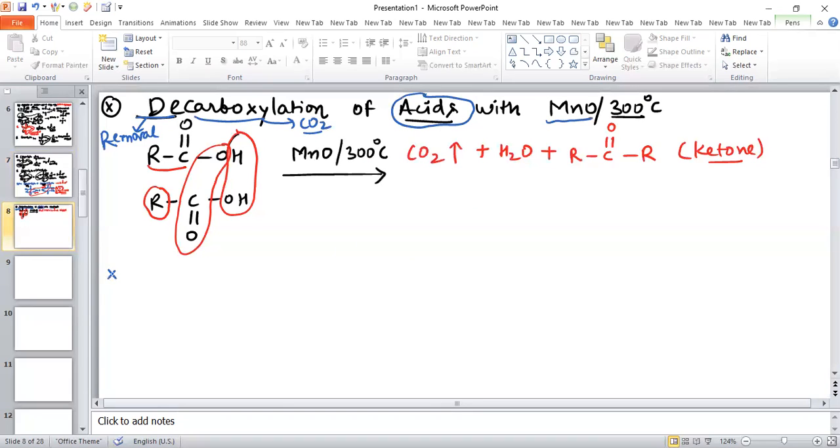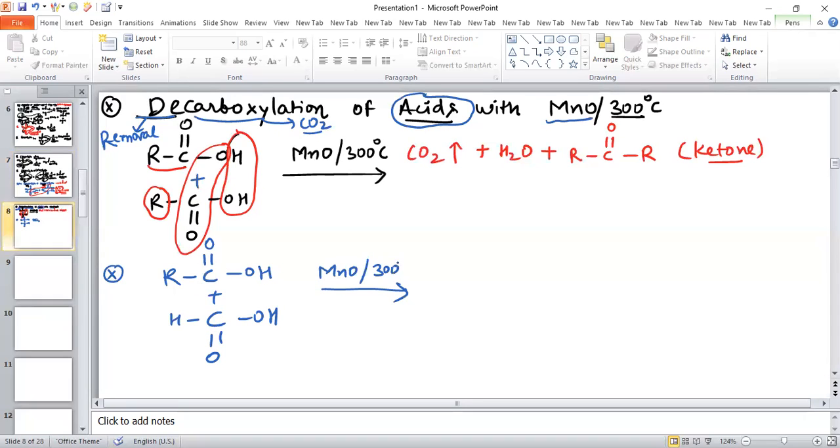Now see another reaction related to this. If the compounds given are like this, one compound is RCOOH, an acid, and another compound is methanoic acid, HCOOH. These two compounds are reacting, and the reaction of these compounds is with manganese oxide at 300 degrees Celsius.